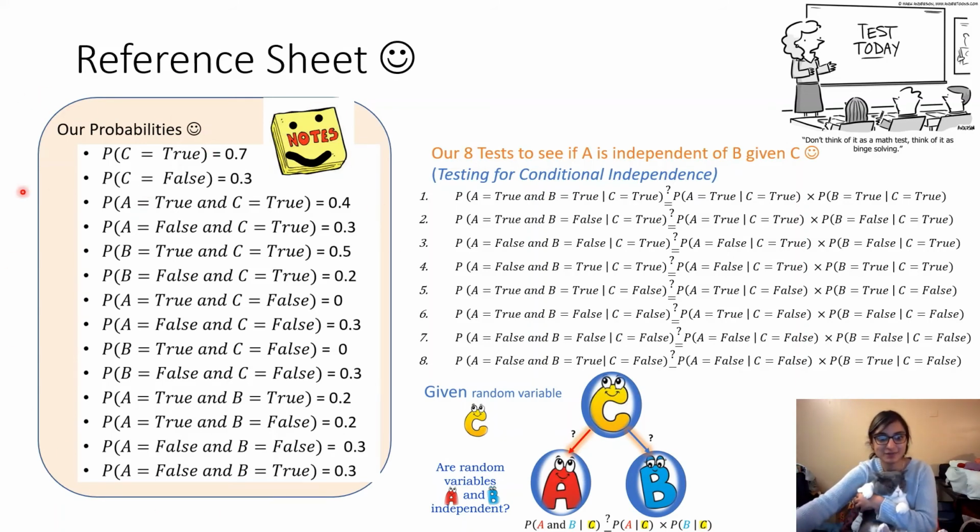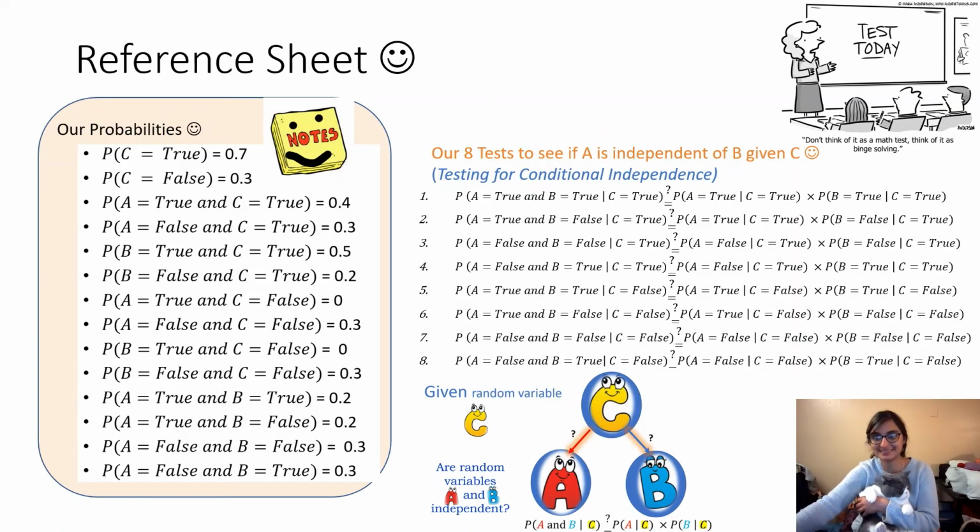We have the set of probabilities over here, and we have these 8 statements to check to see if they hold, and all 8 of these need to be true in order for A to be independent of B given C. So if all 8 are true, then that's the case. Otherwise, A is not independent of B given C. So we're going to use this data and these formulas and test this out.